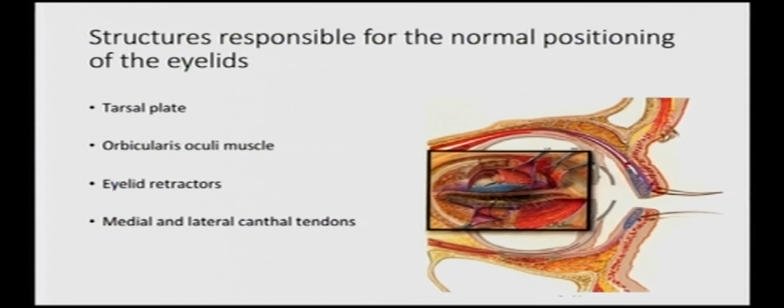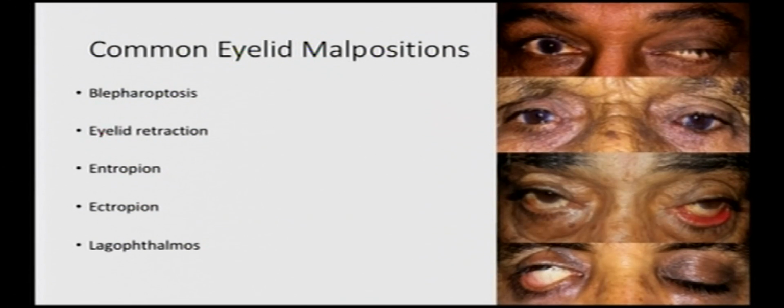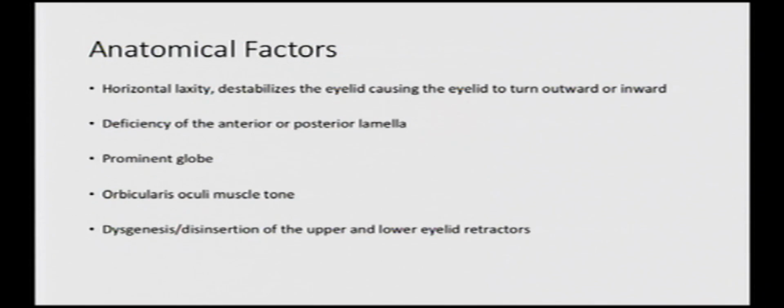There are various structures which are responsible for maintaining the normal positioning of the eyelid, which are the tarsal plates, the orbicularis oculi muscle, the retractors of the lids, and the medial and lateral canthal tendons. If they work in balance, then only the eyelid will stay in normal position. So any change in these structures can lead to distortion or malposition of the eyelids. The common malpositions which we see in our routine clinical practice are blepharoptosis, eyelid retraction, entropion, ectropion, and lagophthalmos.